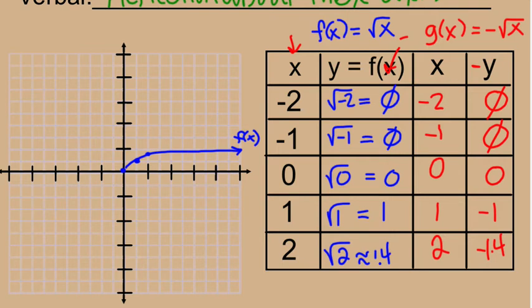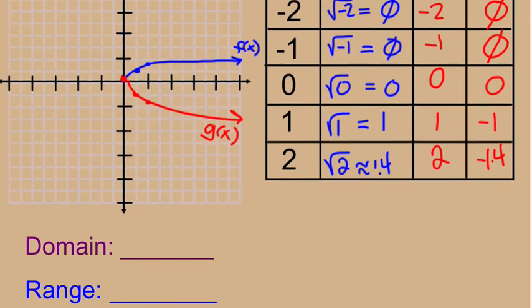So now let's go ahead and graph those. The first ordered pair is 0, 0. Over 1, down 1. Over 2, down 1.4. So there's our new function for the g of x. Now let's identify the domain and the range.